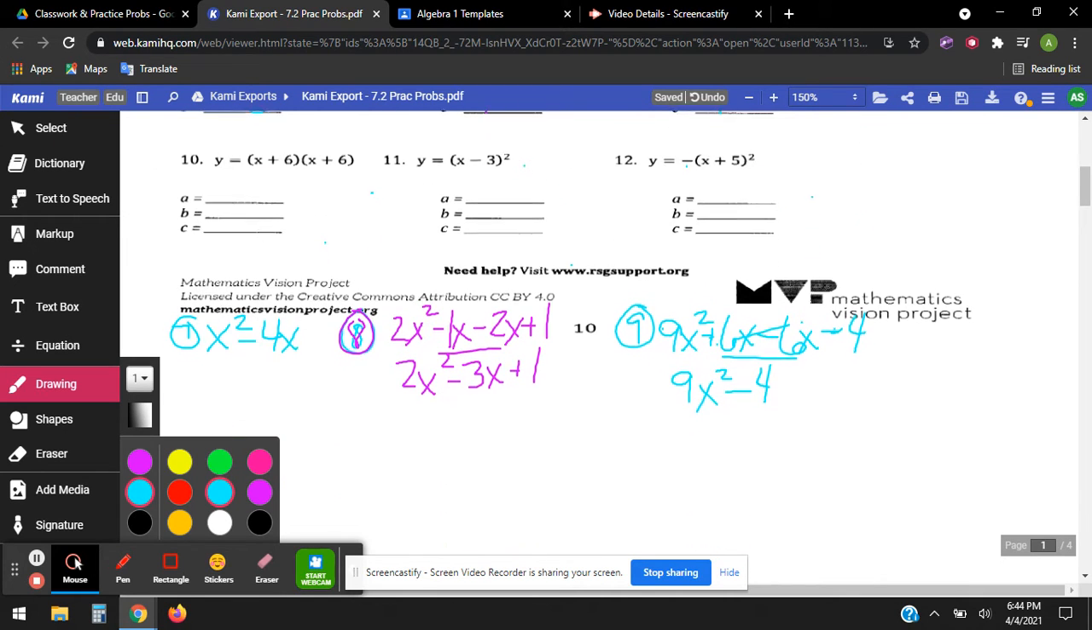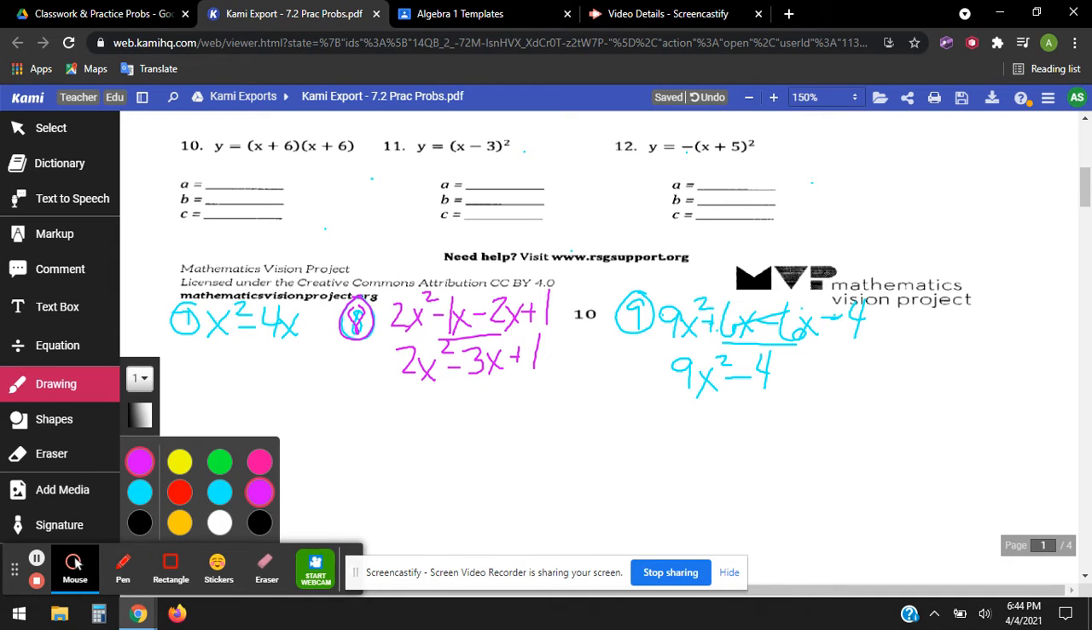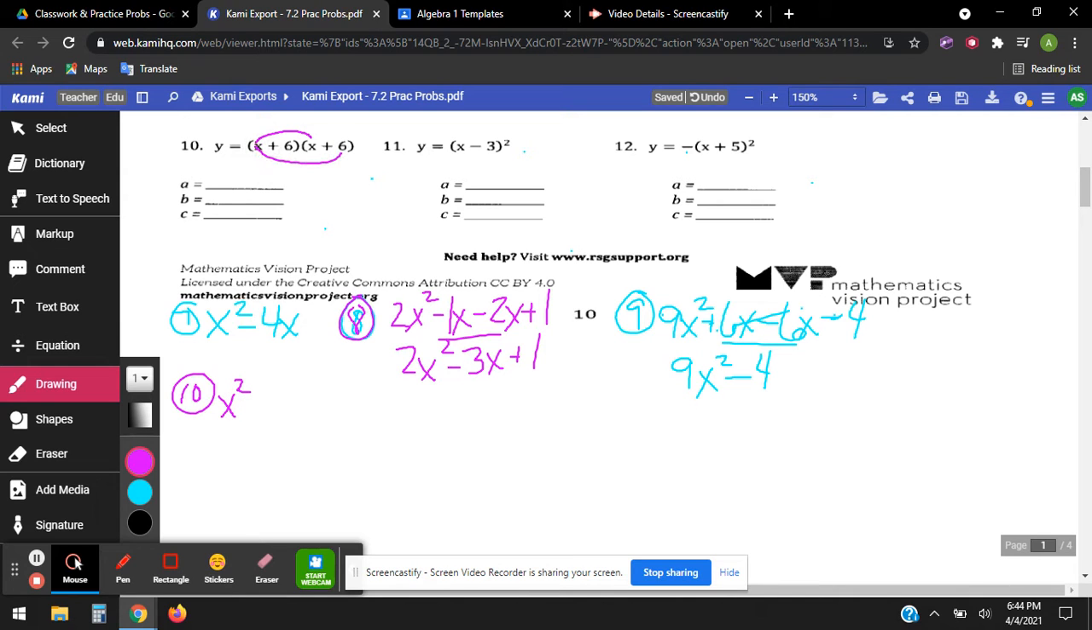All right, 10. If I can get room for this on the other side here. Okay, so 10 we'll put down below here. So again, I'm going to start my multiplication. X squared plus 6x, do another 6x in this case. 6 times 6 is 36. We'll combine these like terms. X squared plus 12x plus 36. So my A is 1, B is 12, C is 36. There we go.